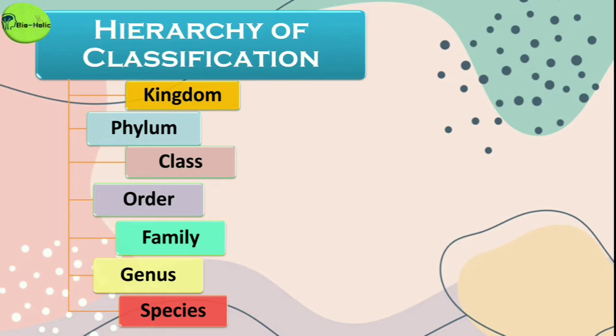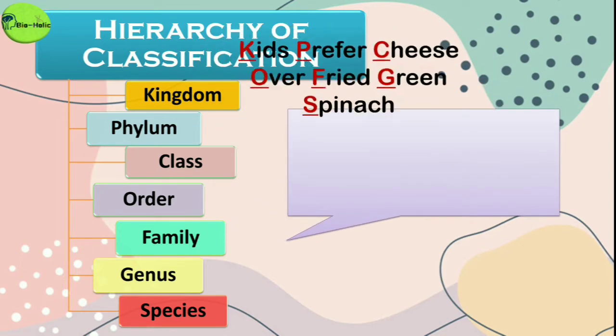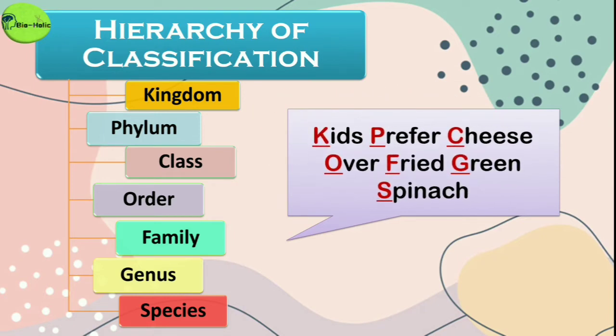Okay? Now, here I am giving you a very easy trick to keep this sequence in your mind. The line is, kids prefer cheese over fried green spinach. Here, K denotes kingdom, P denotes phylum, C denotes class, O denotes order, F denotes family, G denotes genus, and S denotes species. Okay?